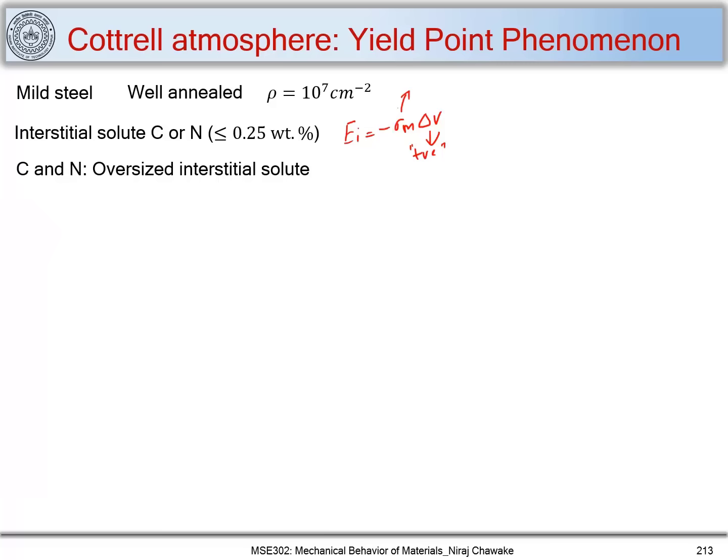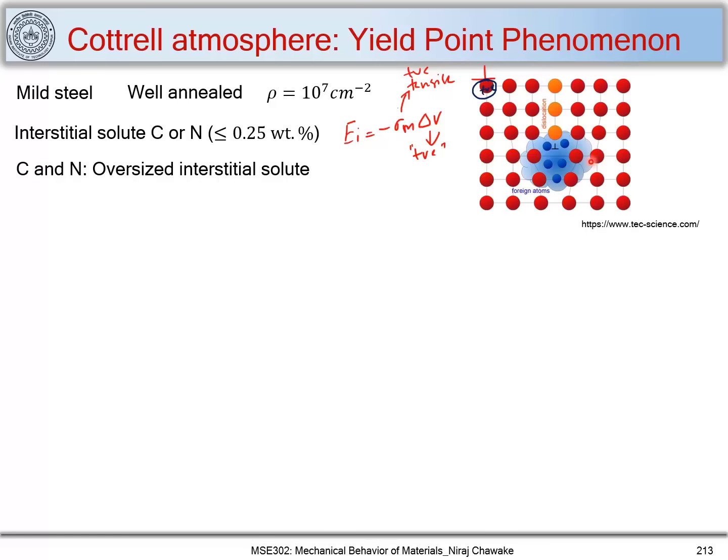Let me write it down. When sigma m is positive, it means it is tensile in nature. So where we have tensile stress field around the edge dislocation, it will be positive. So carbon atoms or nitrogen atoms, these interstitial solute atoms, will occupy positions which are below the slip plane of these edge dislocations. Let's look at that here in the schematic. We have an edge dislocation here and a slip plane, and these carbon atoms will occupy these positions because the interaction energy EI will be negative at this place for this edge dislocation and solute atom interaction.